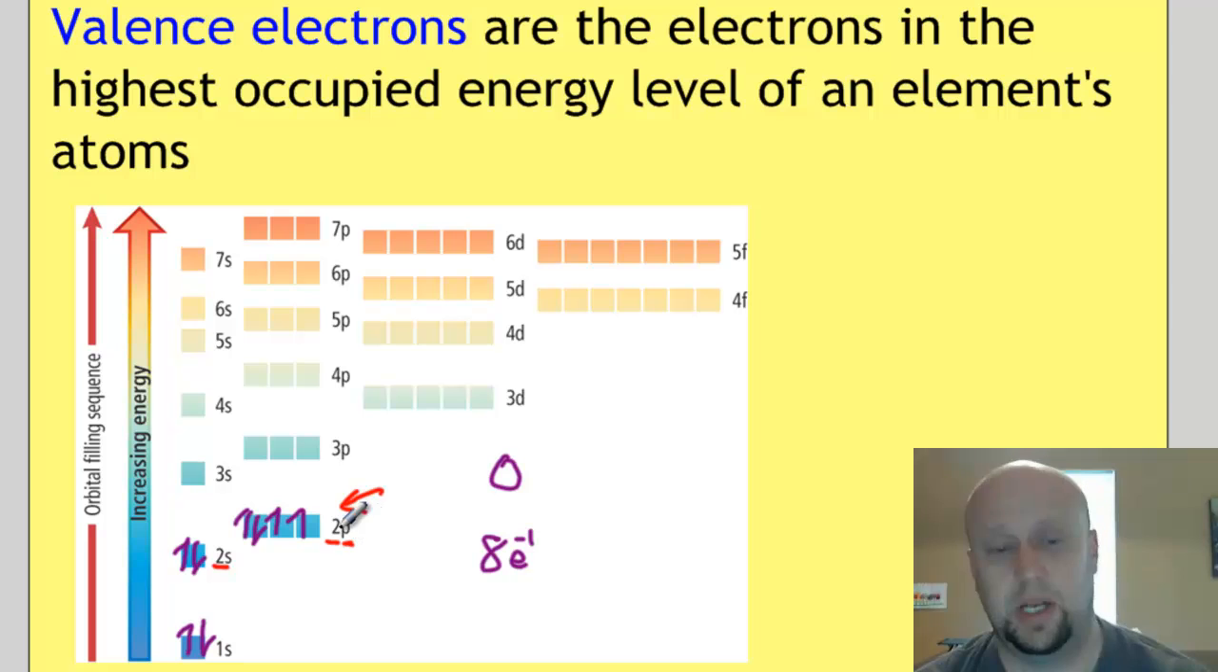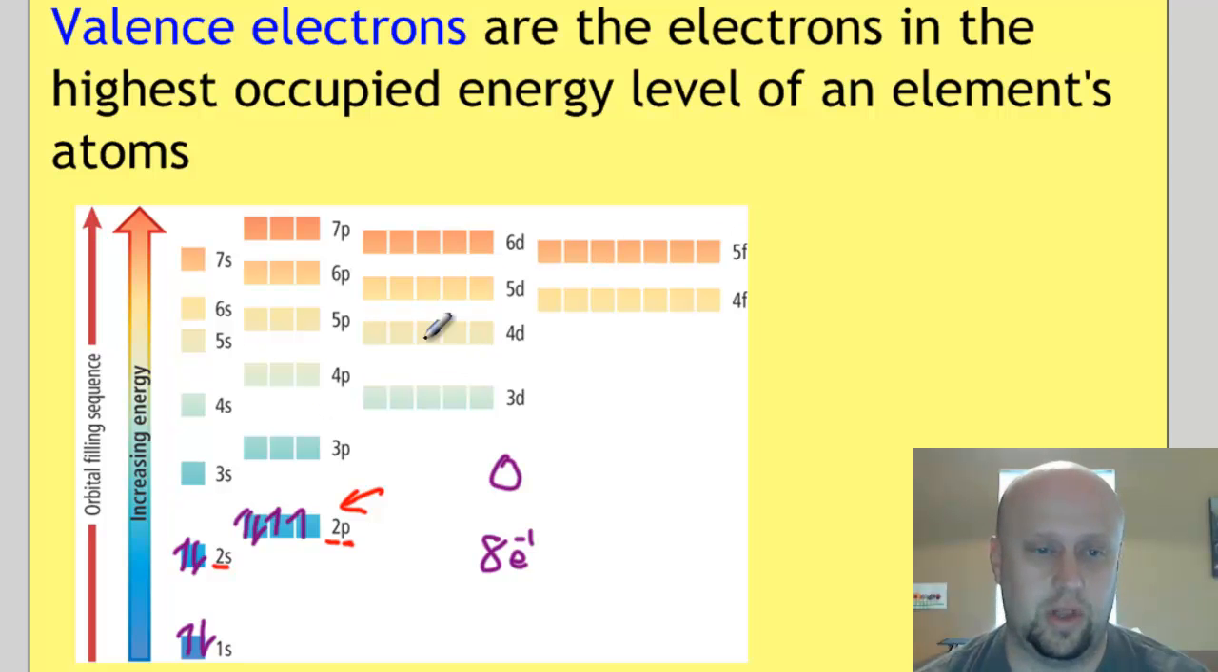And what does occupied mean? Occupied means it has electrons in it. Obviously there are a lot of higher energy levels, but they don't have any electrons. So the occupied ones here are just the 2s. And so we're going to add the 2 here to the 4 here, and we get 6 valence electrons.